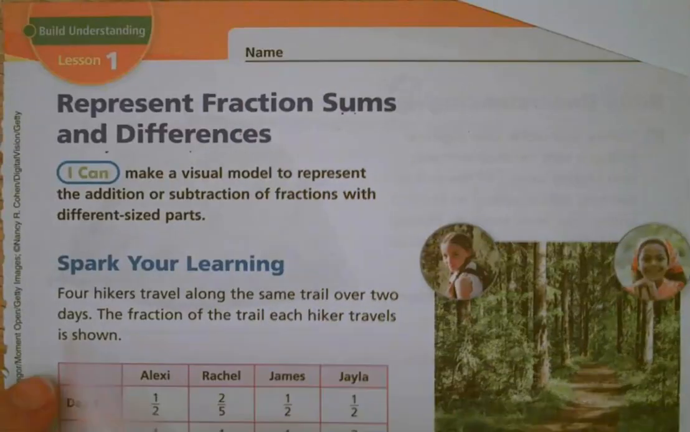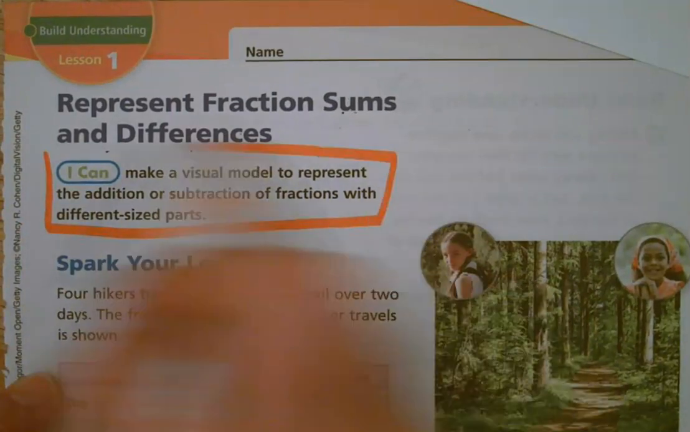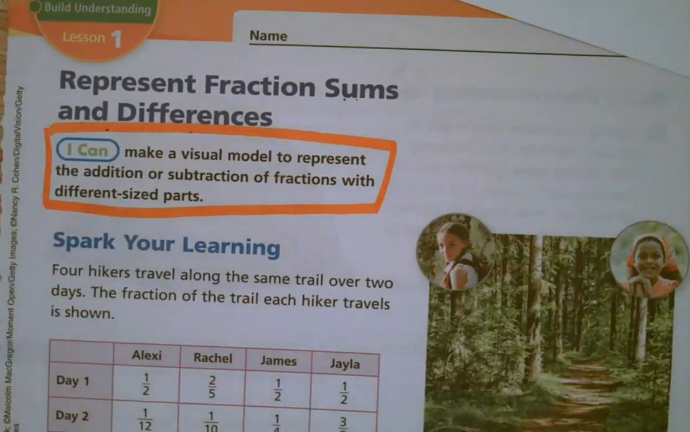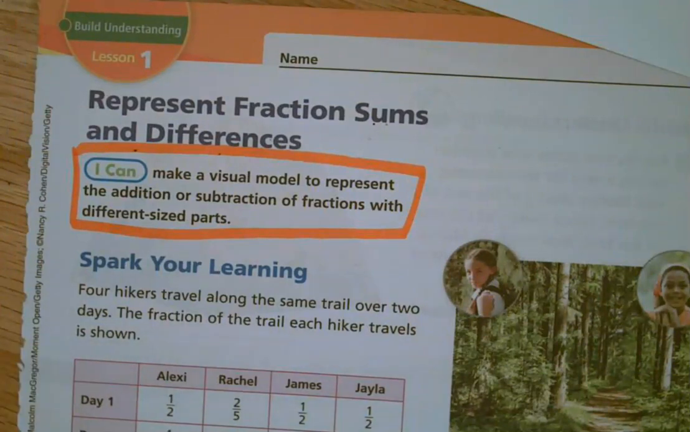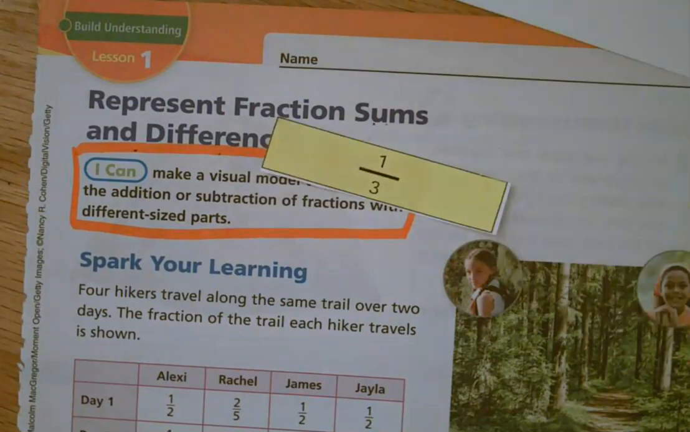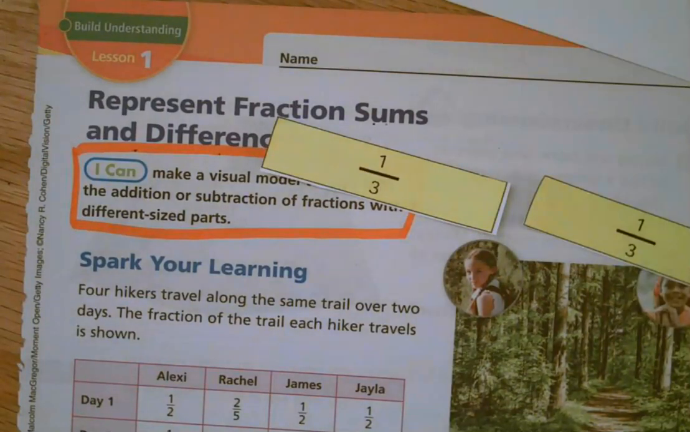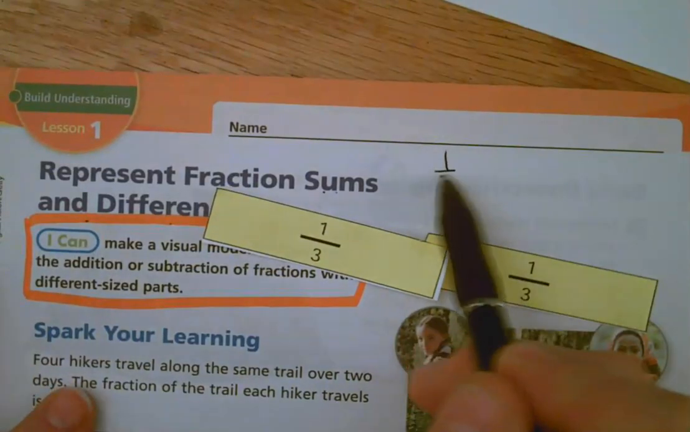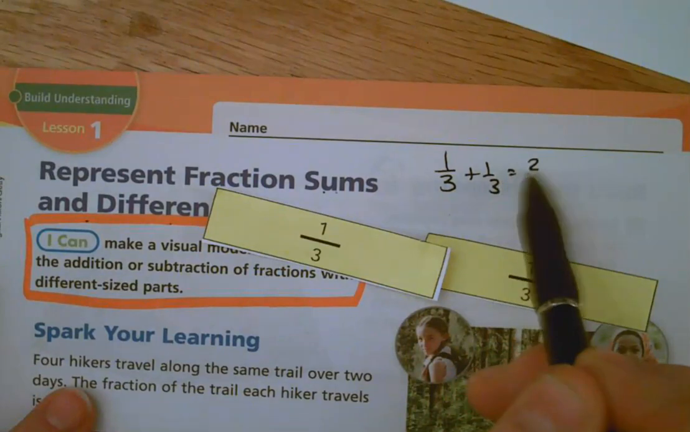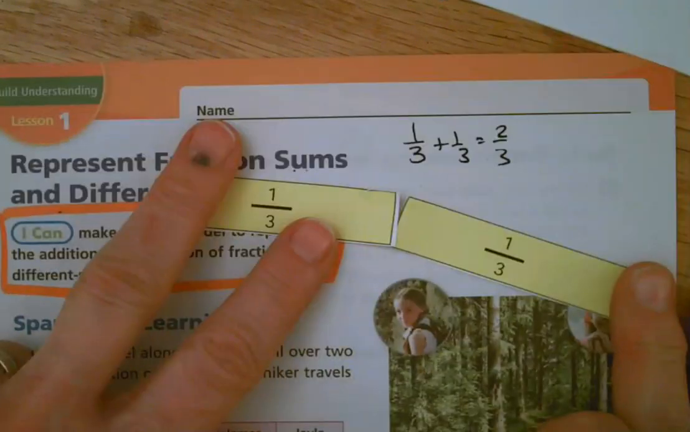Okay, so we're going to start by marking up our I can statement. I can use a visual model to represent the addition or subtraction of fractions with different sized parts. So what does that mean, different sized parts? Well, we talked about that a little bit before. When we had to add fractions that had common denominators, that would be like 1/3 plus 1/3, and we know that would be equal to 2/3. So if I have this equation, 1/3 plus 1/3 equals 2/3, and we can see that if we put those together, it's 2/3.